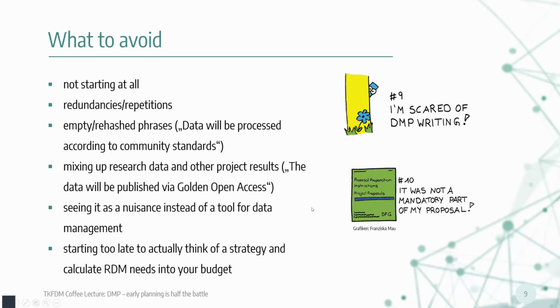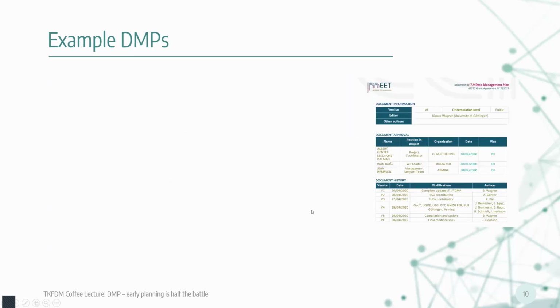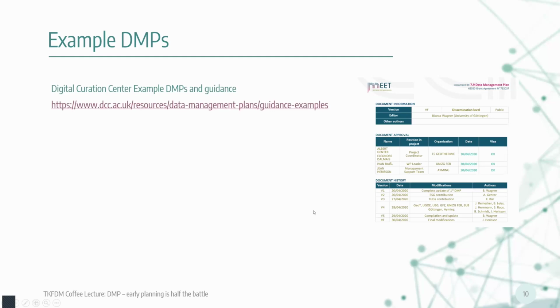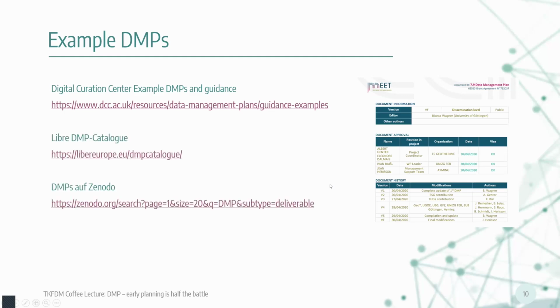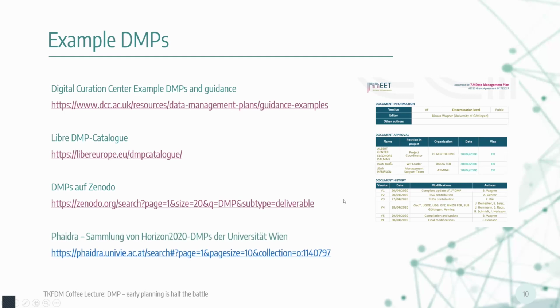Now, as to these resources that I mentioned earlier, there are several resources available. If you've never seen a DMP before, what you might want to do is look at some examples by people that have already written one. And you can find examples in various places. For example, at the Digital Curation Centre, at the Libre DMP catalog. On Zenodo, there's a couple of DMPs that have been published and are freely accessible. And the University of Vienna also has a collection of Horizon 2020 DMPs in their Phaidra tool.